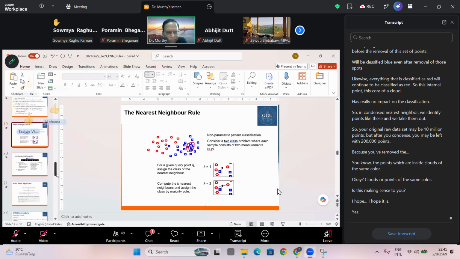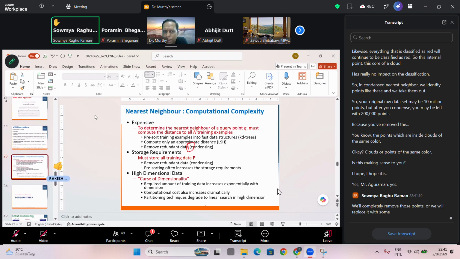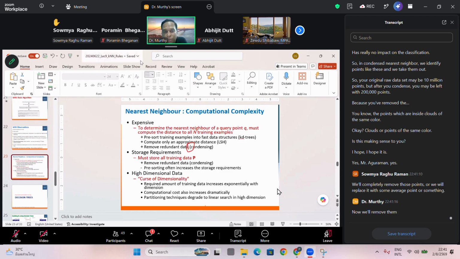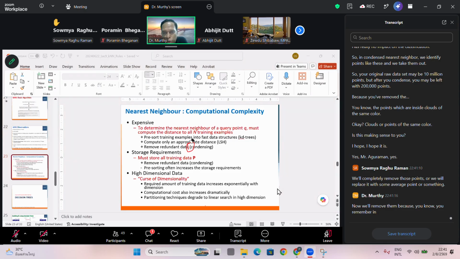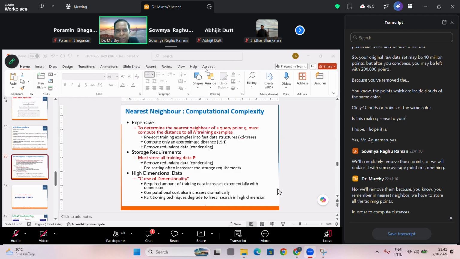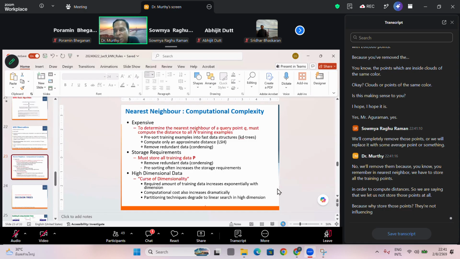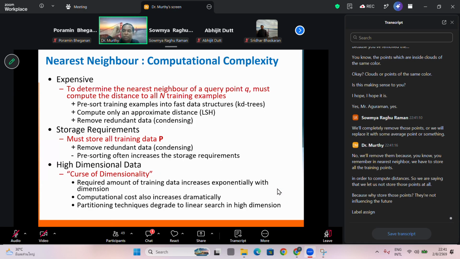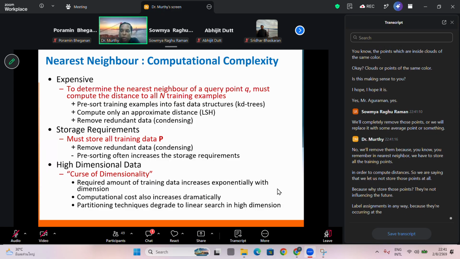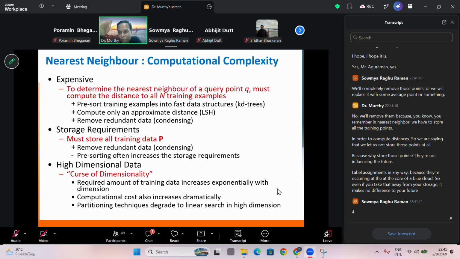Will we completely remove those points, or replace them with some average point or something? No, we'll remove them. You remember in nearest neighbor, we have to store all the training points in order to compute distances. So we are saying let us not store those points at all. Why store those points? They're not influencing the future label assignments in any way because they're occurring at the core of a blue cloud. So even if you take that away from your storage, it makes no difference to your future classifications.